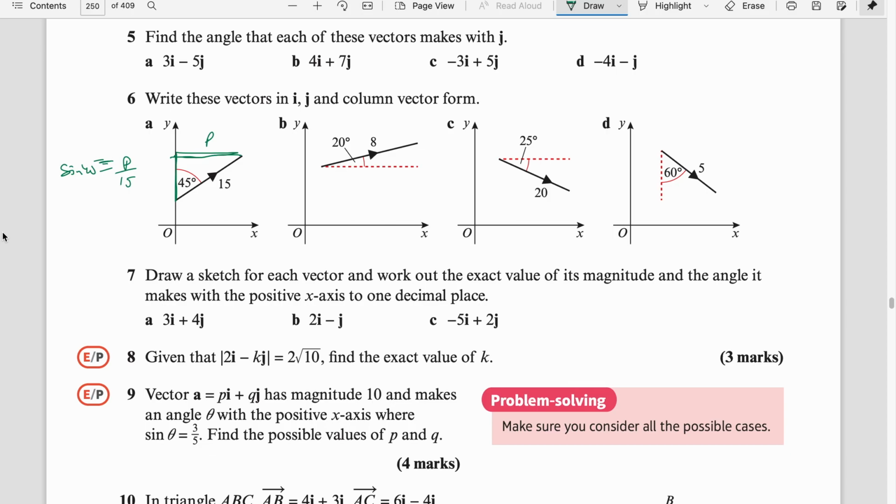I actually need an exact answer. So if this is 15 and x, 15 squared is equal to x squared plus x squared, 225 by 2, square root.